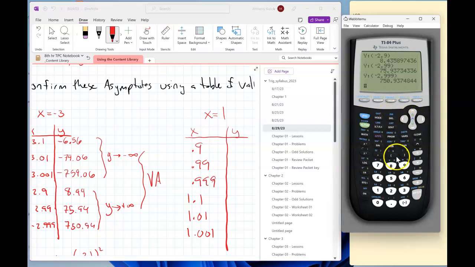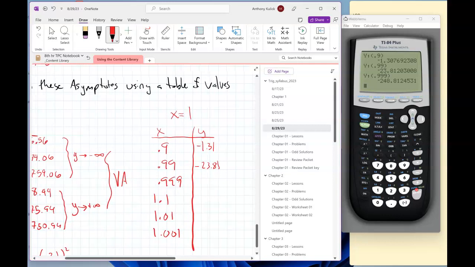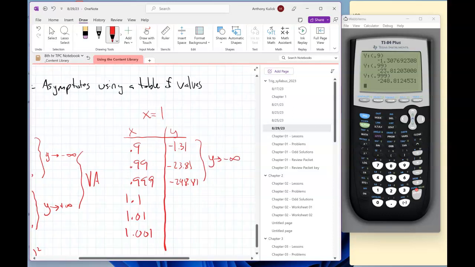All right, so same thing, second and enter, and now I'm just going to turn that into 0.9. And then 0.99. And then 0.999. So I have negative 1.31, negative 2381, and then negative 248.81. Again, here we see the y's getting very small very quickly.